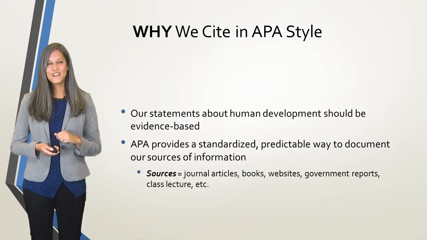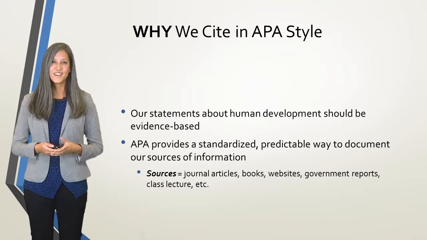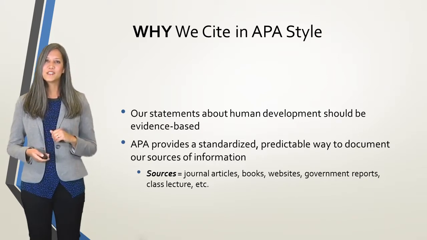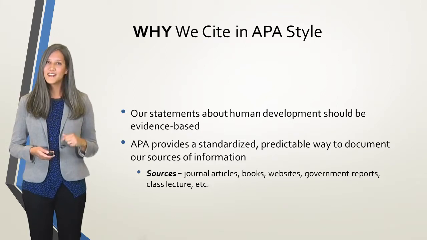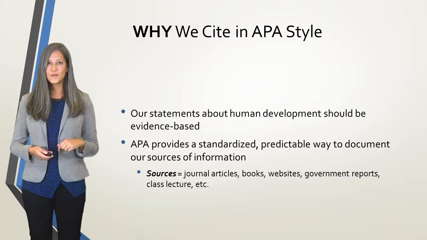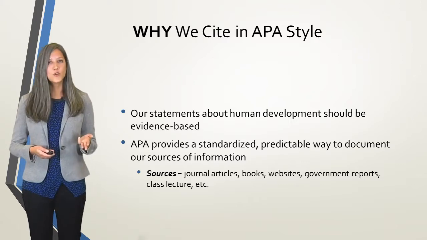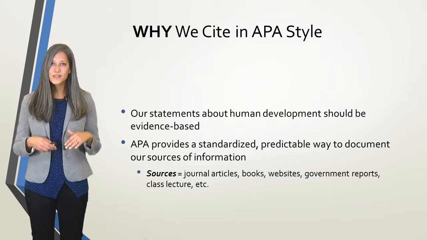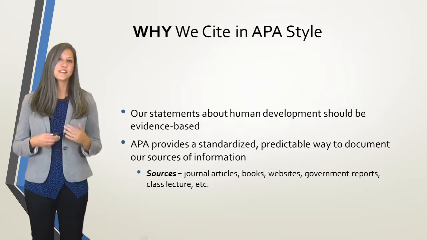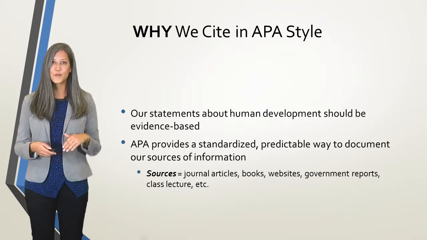APA style is a method of written communication established by the American Psychological Association. One of the things APA style helps us do is document our sources of information in a standardized, predictable way. And by sources, I mean things like journal articles, books, websites, governmental reports, class lectures, things like that. From these sources, we learn definitions, examples, research findings, theories that we then incorporate into our papers.